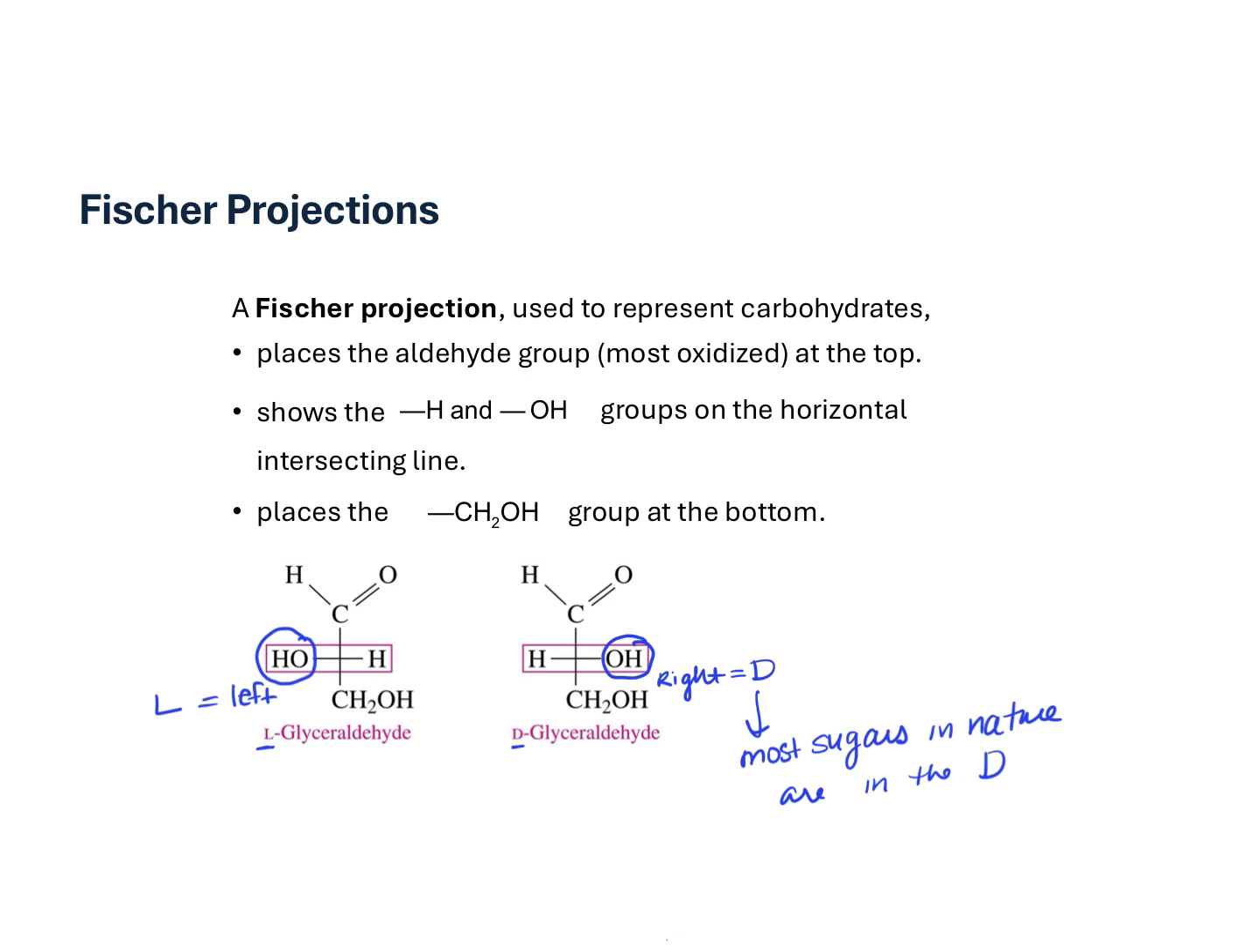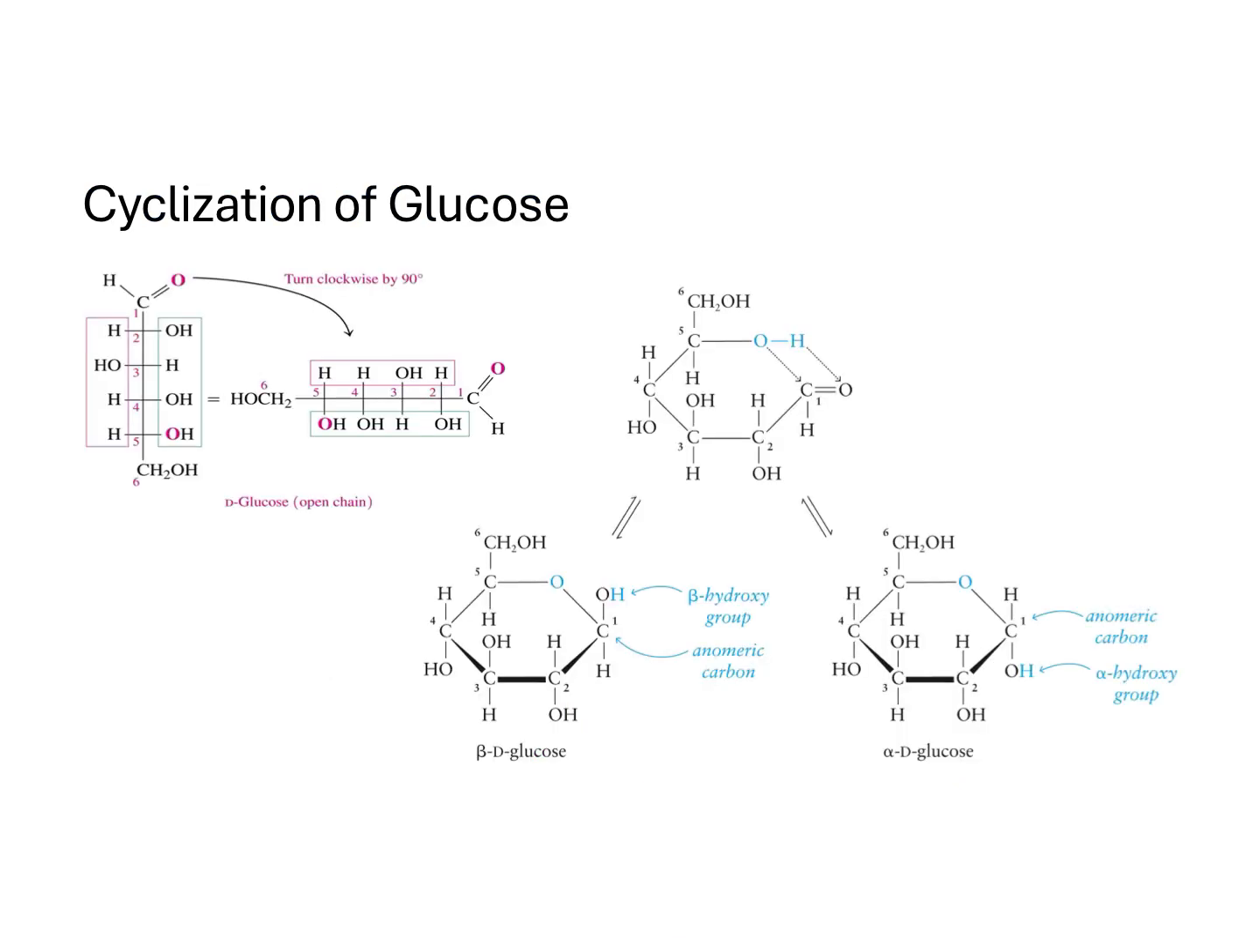Now, we see these linear structures, these Fischer projections, pretty frequently, but more often as we go through, particularly some important monosaccharides and disaccharides and polysaccharides, you are going to see the ring form as well. Ring form a lot of times is referred to as a Haworth structure, right? That's the ring structure. So if you see Haworth, that's what it's talking about. And basically, you are not going to have to do this, but I want you to be able to recognize it. Okay, so don't panic on me here.